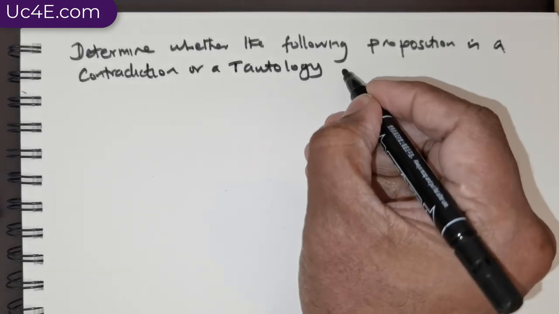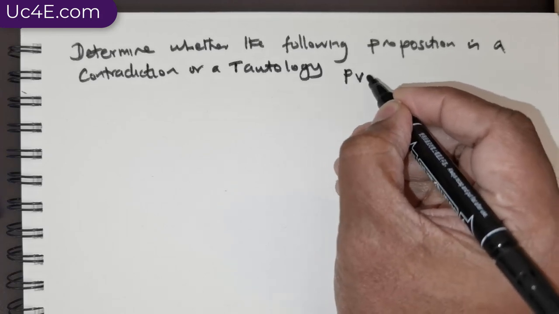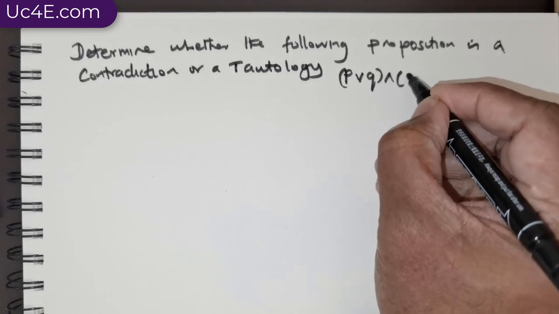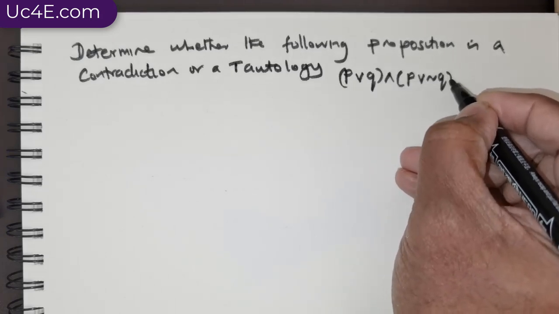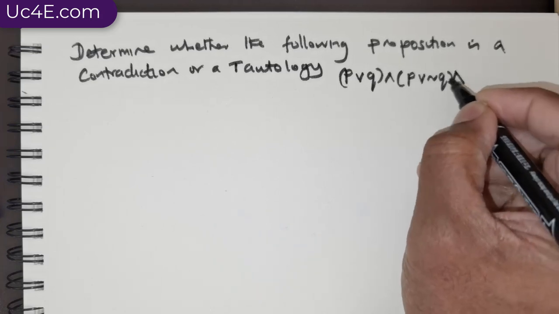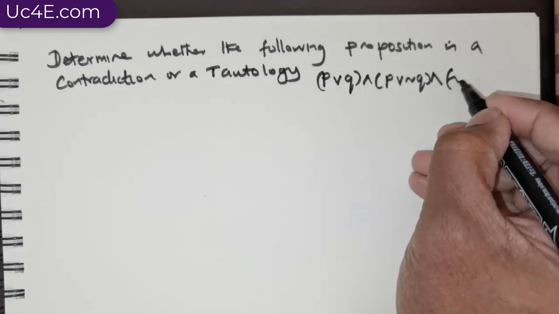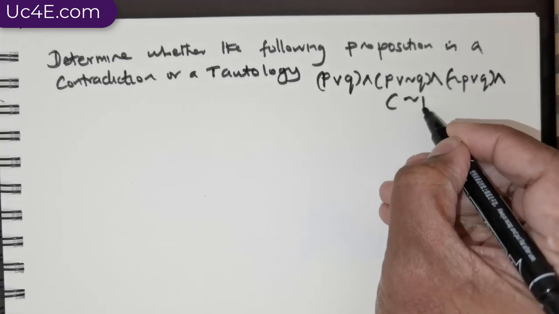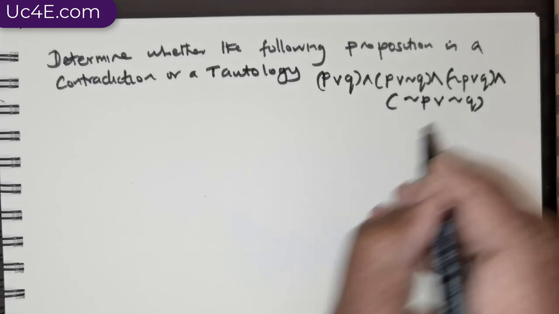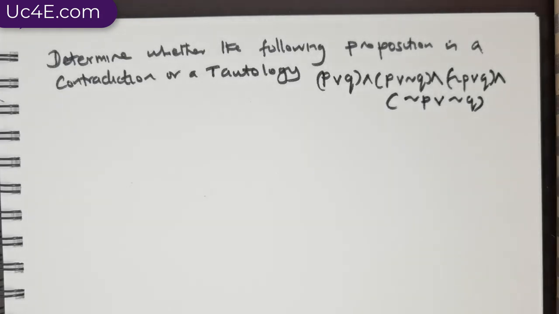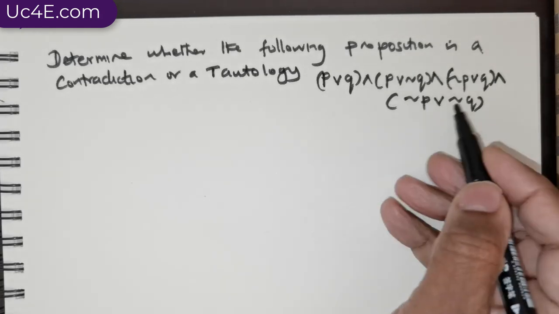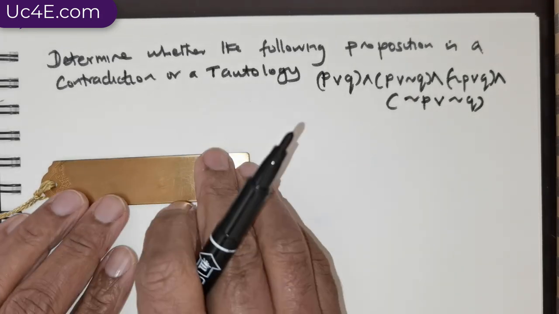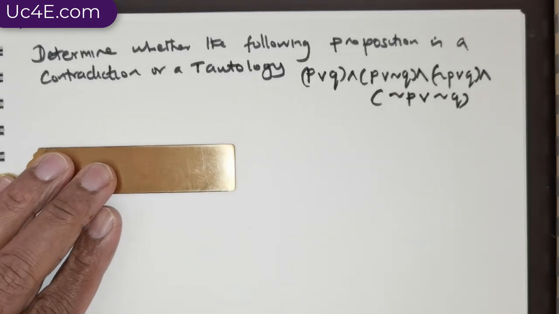And the proposition given is P disjunction Q, conjunction P disjunction negation of Q, conjunction negation of P disjunction Q, conjunction negation of P disjunction negation of Q. So this is how the proposition looks. It looks a little bit challenging, but we can handle it. So foremost, let me draw the truth table.